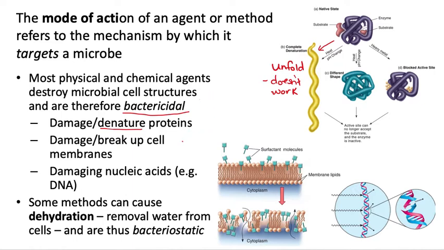There are certain agents that will break up cell membranes. So we've got these surfactant molecules right here that are amphipathic. And amphipathic molecules are partially hydrophilic and partially hydrophobic, just like membrane lipids. So they kind of lodge themselves inside the membrane lipids and then eventually break them up. So certain modes of action or certain types of chemicals will be that they damage or break up the cell membrane.